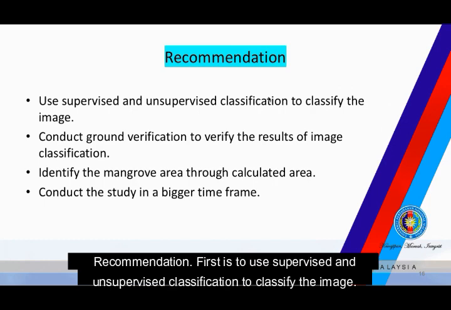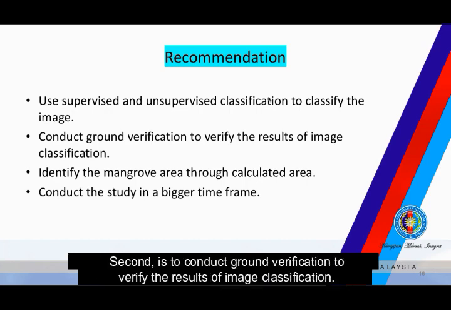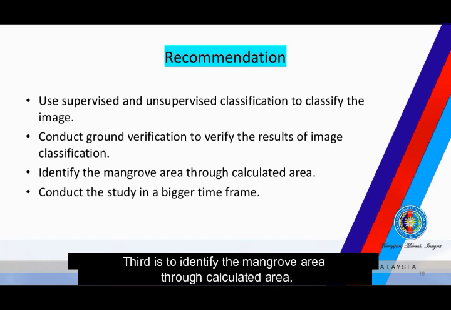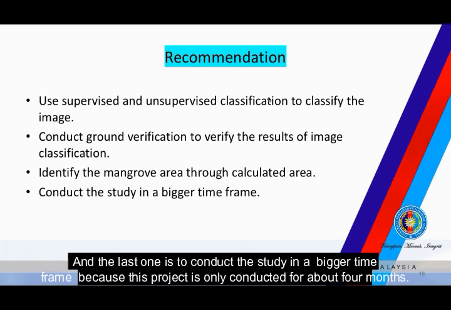Recommendation. First is to use supervised and unsupervised classification to classify the image. Second is to conduct ground verification to verify the results of image classification. Third is to identify the mangrove area through calculated area. And the last one is to conduct the study in a bigger time frame because this project is only conducted for about 4 months.